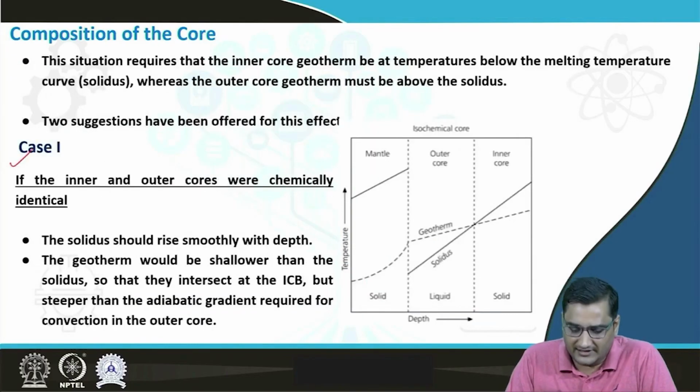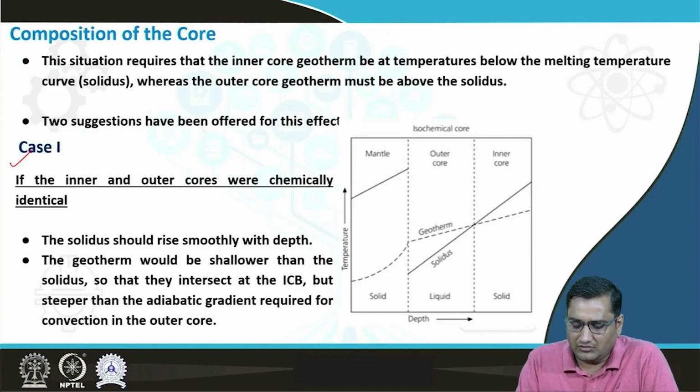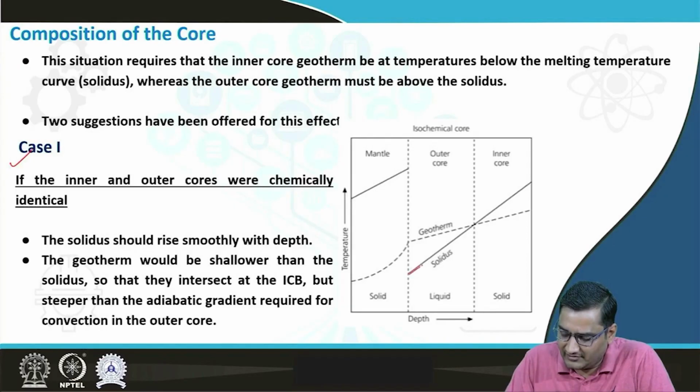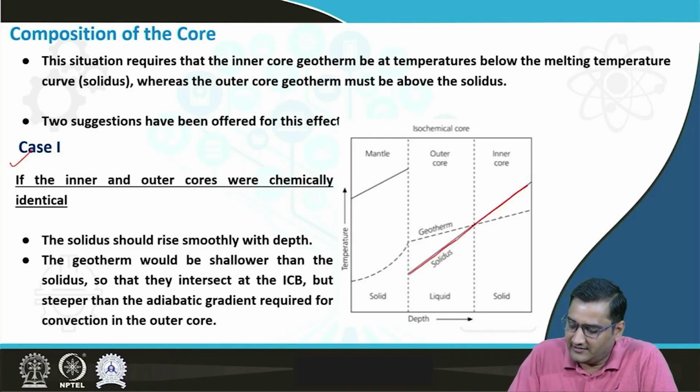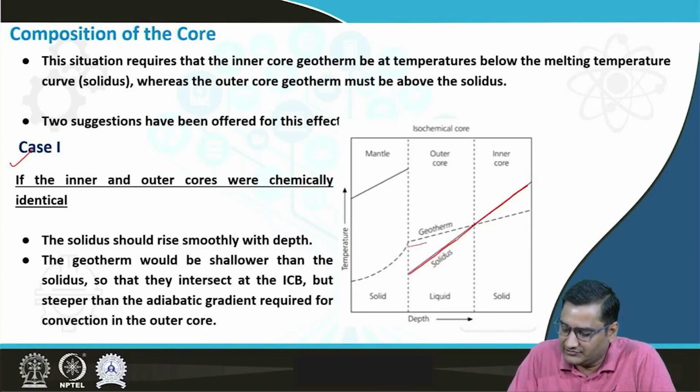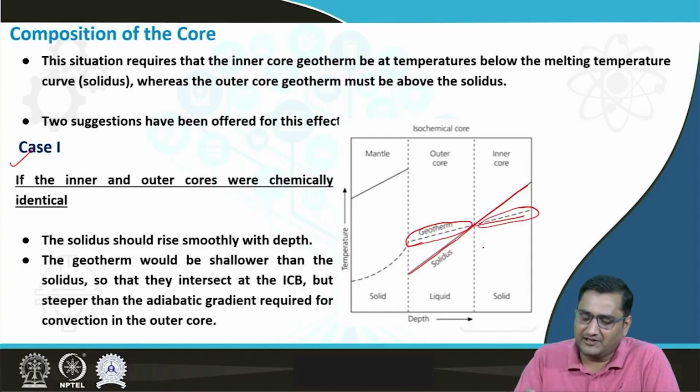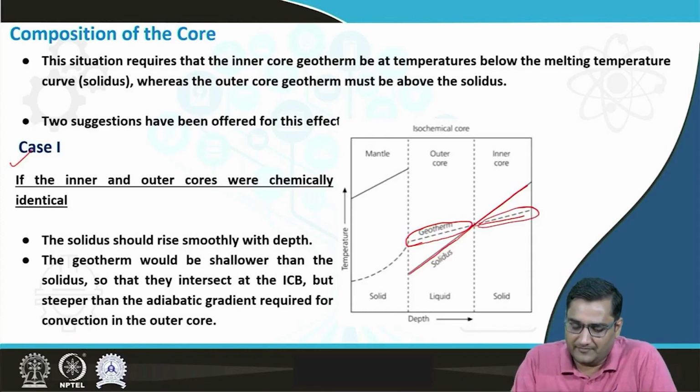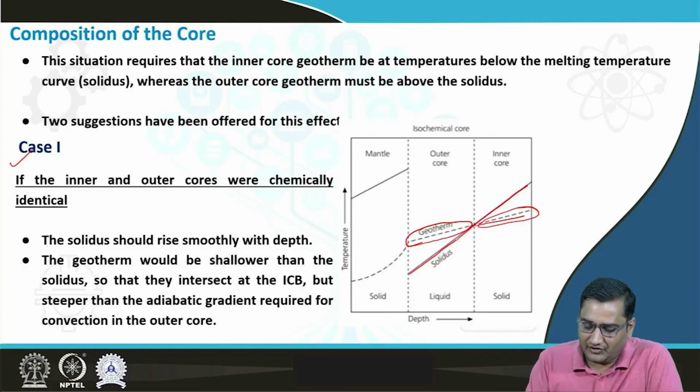If we consider the inner core and the outer core as chemically identical, then the solidus, this solid line, should rise smoothly. In the region of the outer core, you will see the geotherm is above the solidus, which reflects that the outer core is liquid. If it reaches the inner core, it becomes lower than the solidus, so it becomes solid in the region of the inner core. That might be one possible suggestion, and this is what is written here.